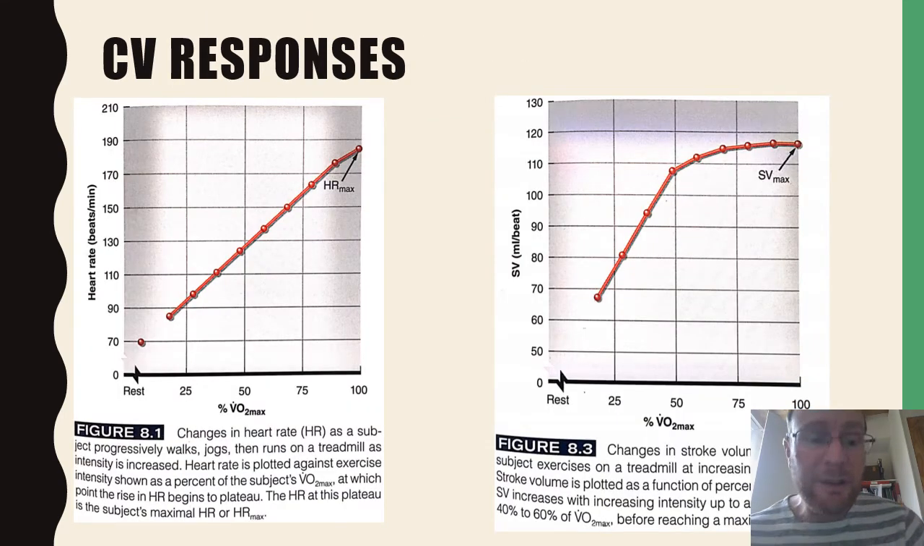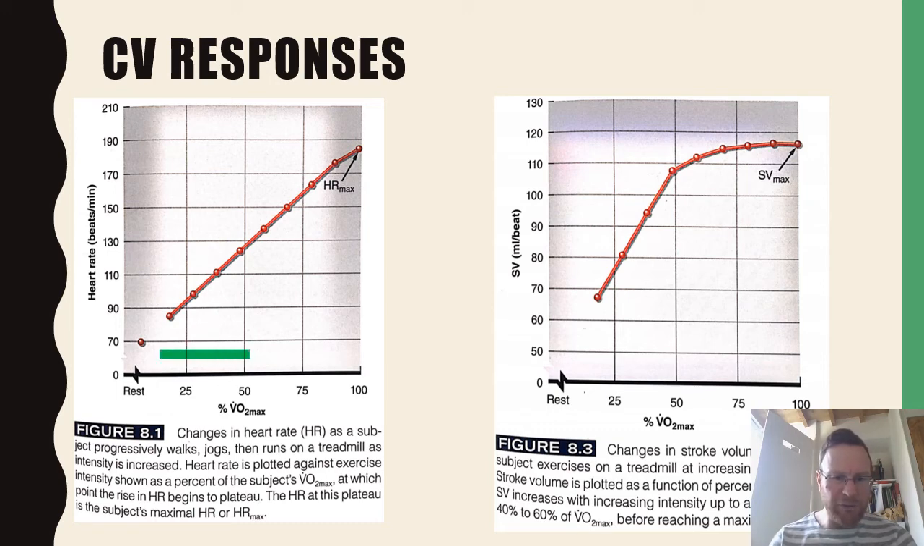So we move on to these cardiovascular responses, a couple here which are fairly straightforward. I'll give you these pictures as part of your work. On the left hand side we see changes in heart rate. On the bottom of the graph we have increase in exercise intensity as a percentage of your VO2 max.